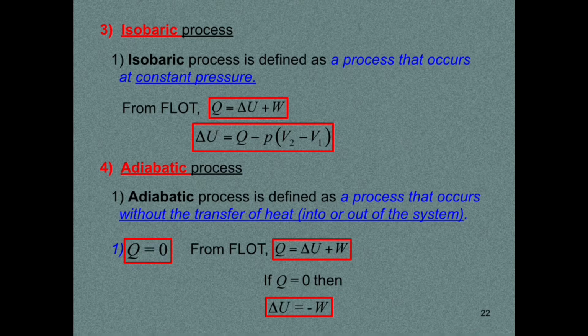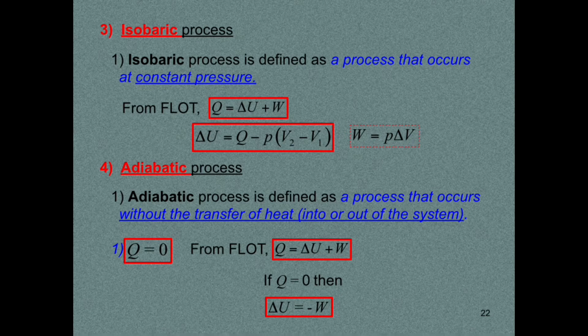The third process is isobaric process. It is a process that occurs at constant pressure. From the first law, Q equals delta U plus W. Then, since there is no change in pressure, the equation will remain the same, where delta U will be equal to Q minus P(V2 minus V1).